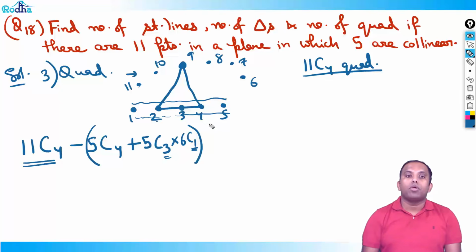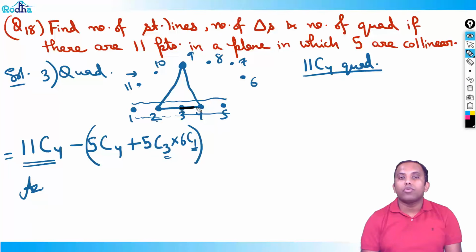Very important point. You solve it, that is the answer, right? If I join 3, 4, 5 and 6, it will give me a triangle. It won't give me a quadrilateral, right? So out of these 5 points, selecting any 3 points, and from the rest 6 points, selecting any 1 point. So this is the answer, right?